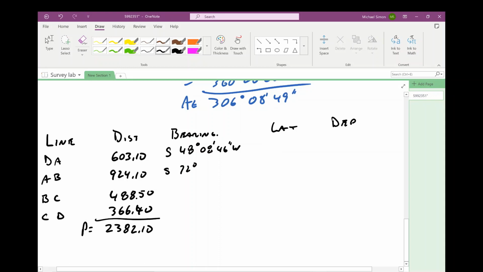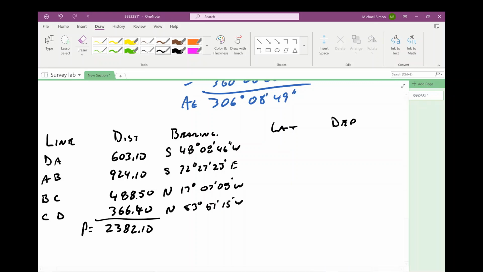South 72 degrees 27 minutes 23 seconds east. North 17 degrees 07 minutes 08 seconds west. And north 53 degrees 51 minutes 15 seconds west. You could do azimuths if you like. I personally prefer the bearings.